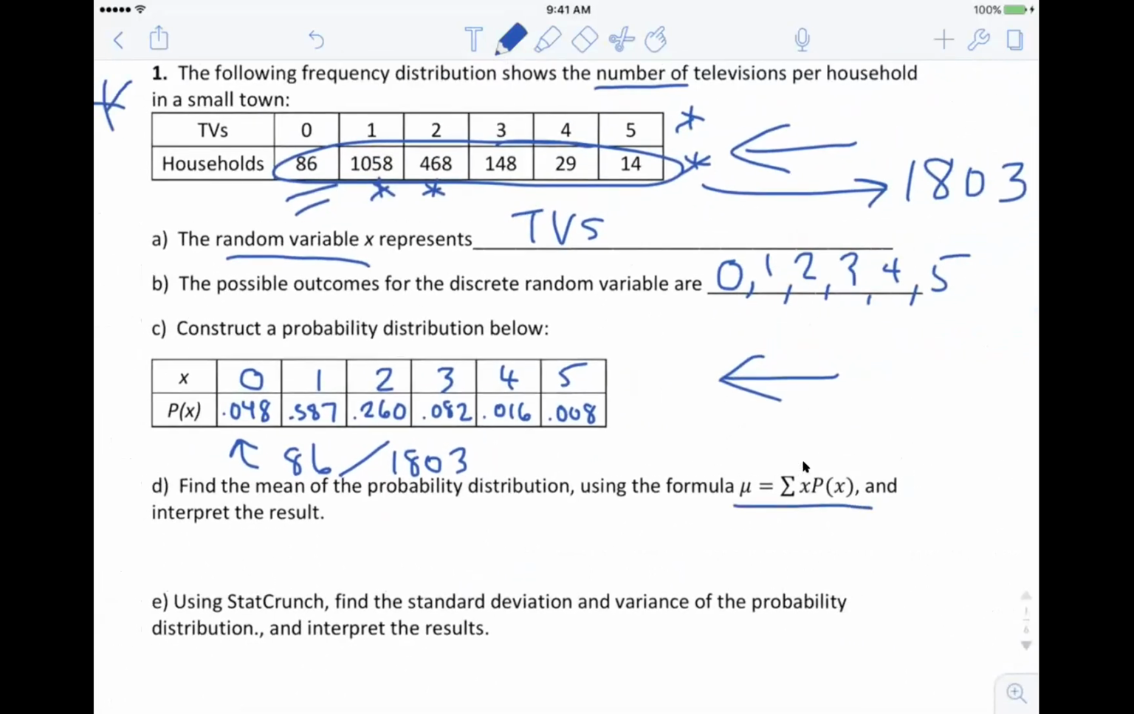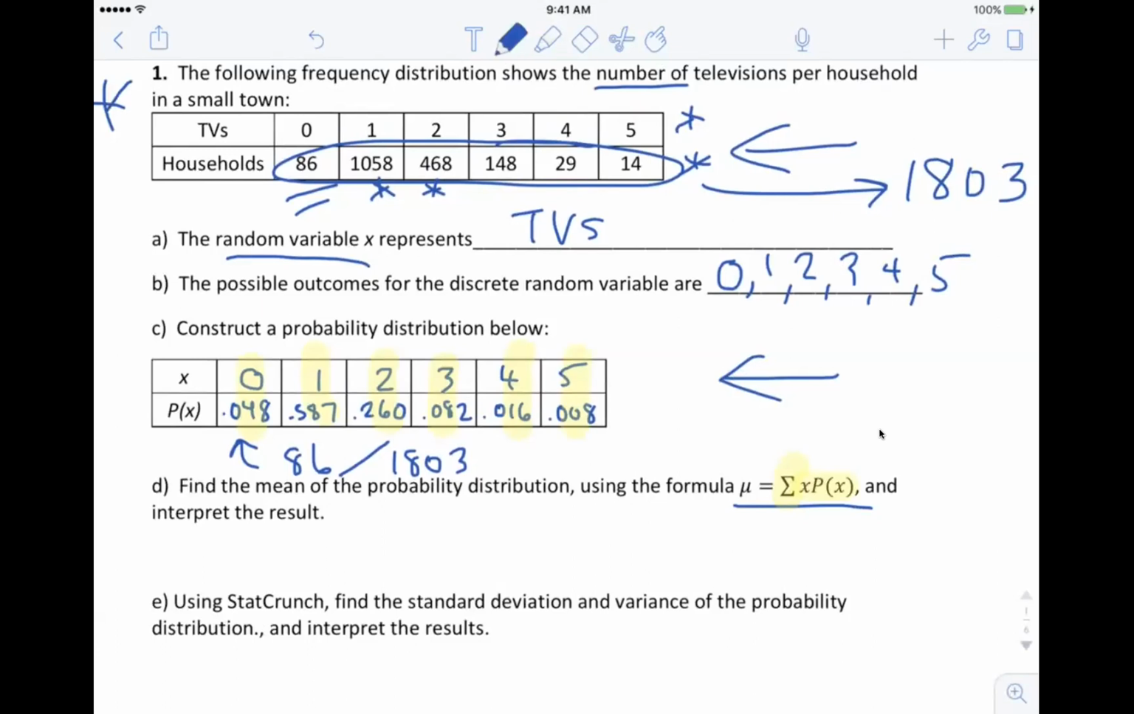It's this. Looks like a lot of Greek, but that is mu equals the sum. Right, so we have this symbol being the sum, and then this is x times P of x. So basically it's saying multiply each pair, right? And then add all of those up. Okay, so that's what I'll do. I'm going to multiply each pair and then add them up.